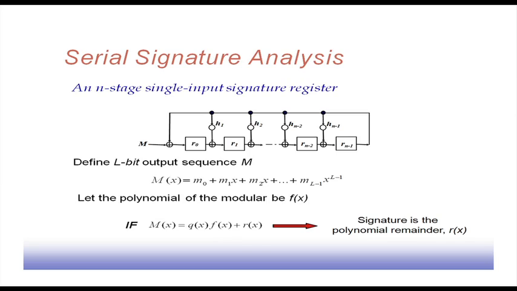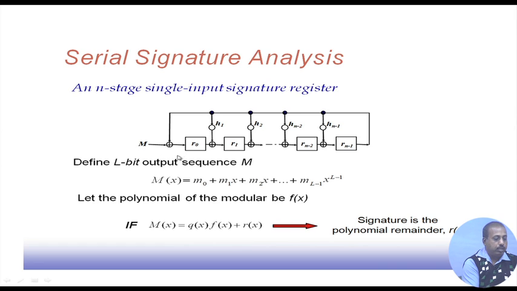One is known as serial signature analysis, another is called parallel signature analysis. So, how are they done? In case of serial signature analysis, we have got an n stage single input signature register. So, what is happening is that this L bit output sequence m, which is basically the value coming from the circuit, so the circuit is generating some output, that is fed serially into this line m.